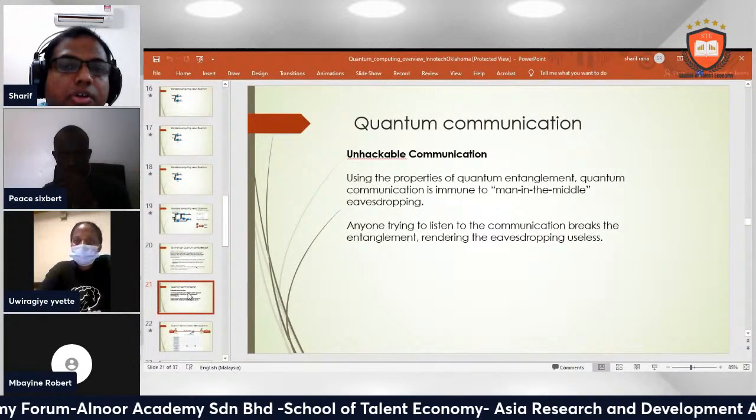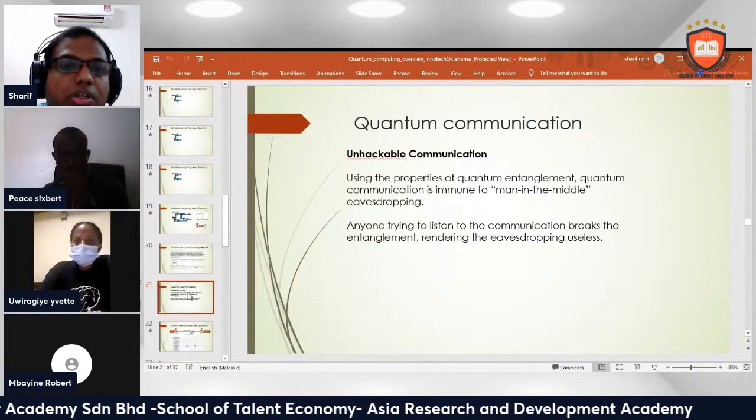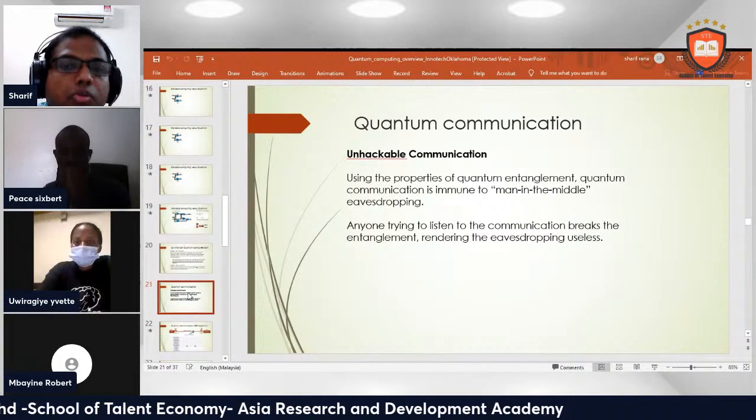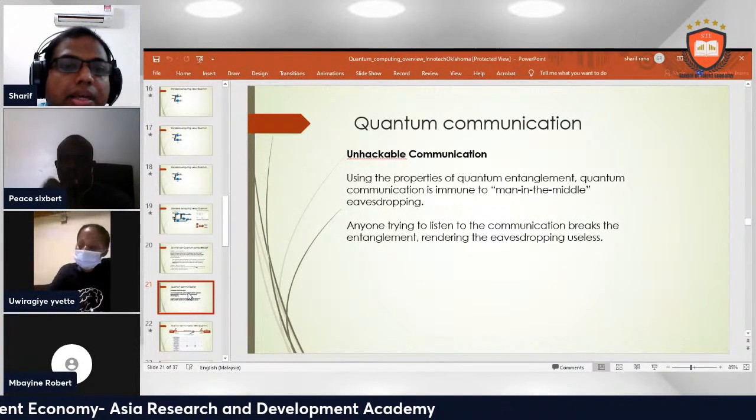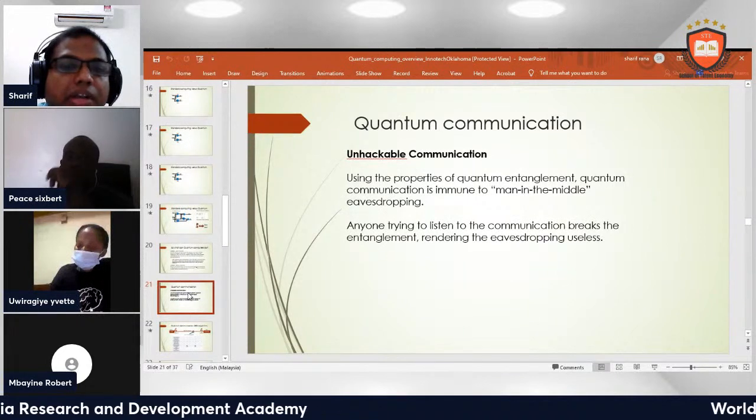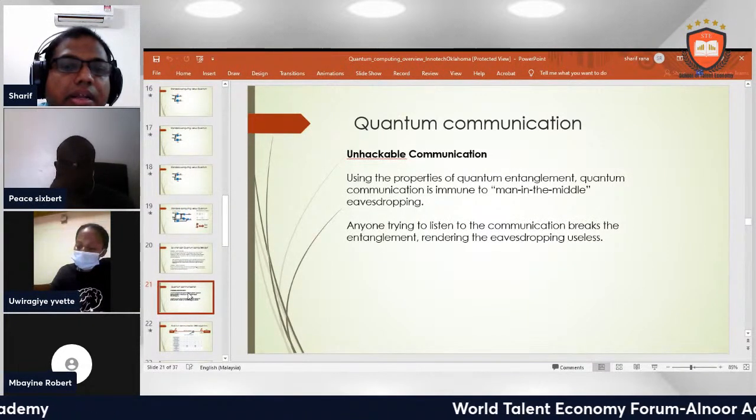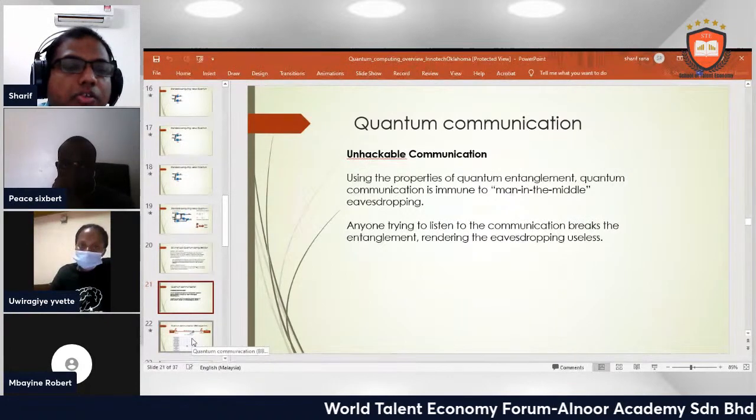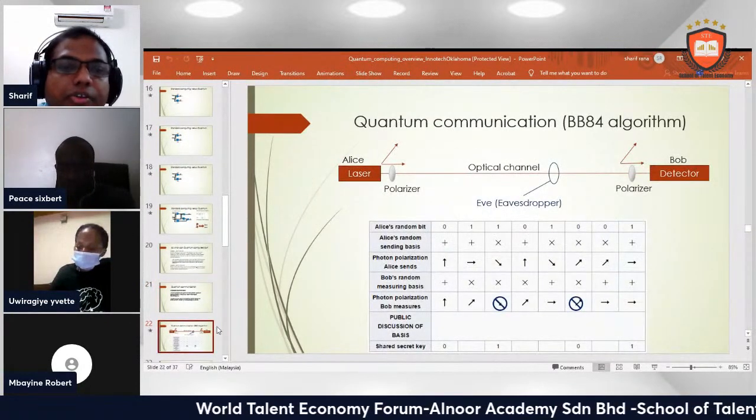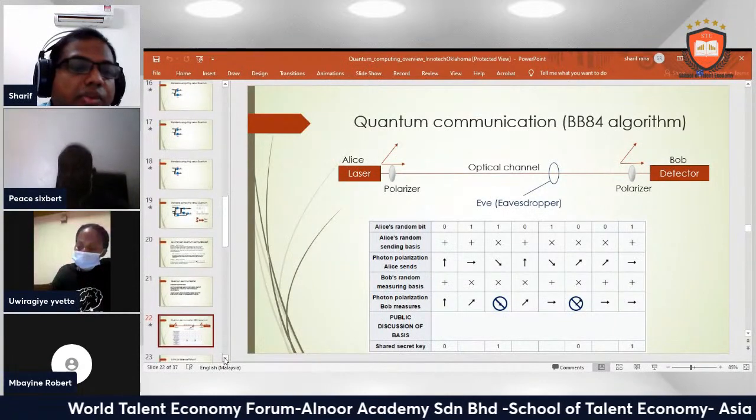Using the properties of quantum entanglement, quantum communication is immune to man-in-the-middle eavesdropping. Anyone who tries to listen to the communication breaks the entanglement, rendering the intercepted data useless. With quantum computing, these are some of the good examples that we can follow.